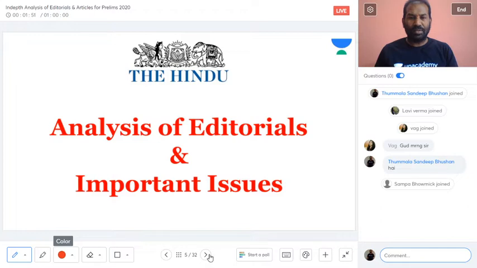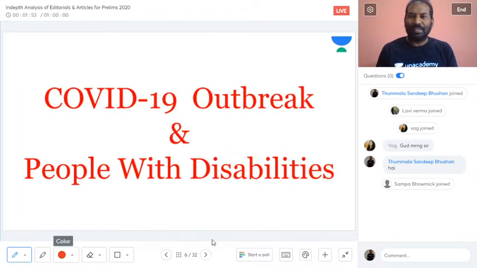Good morning, Sampa. Today we will take up a trending topic which is very, very important, and which many civil servant aspirants might have missed, but you have the opportunity, and you are on the proper platform, that this is important for the prelims and also for the mains point of view. My sessions will be useful for you from both points of view. So I have taken the trending topic: the COVID-19 outbreak and people with disabilities.